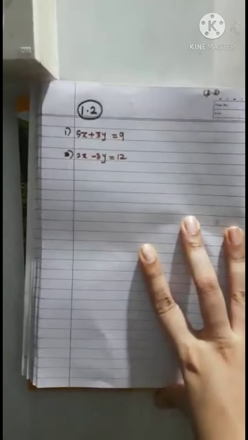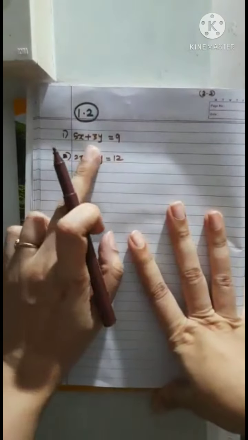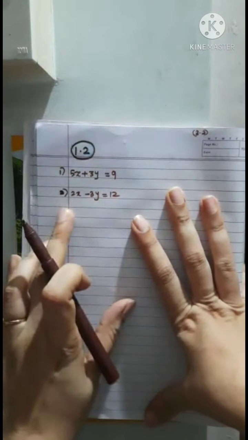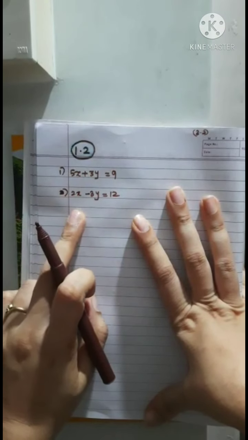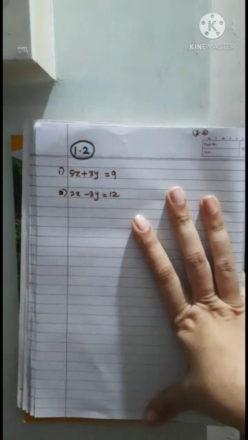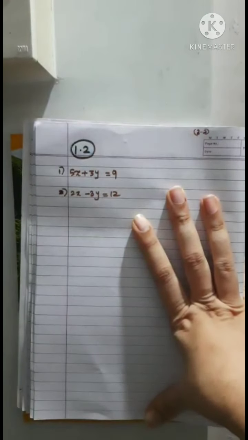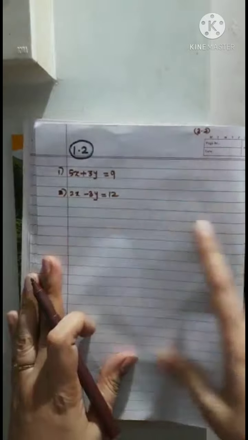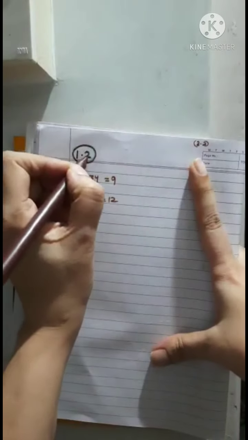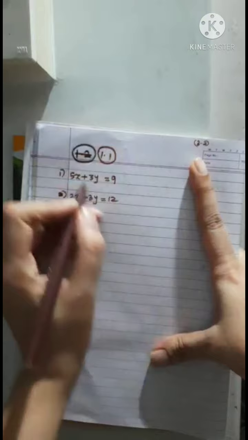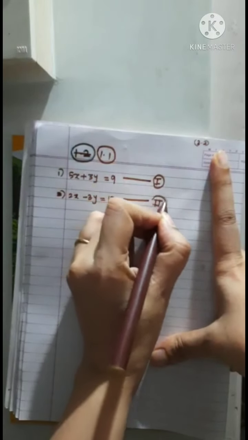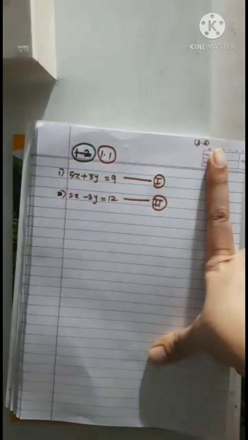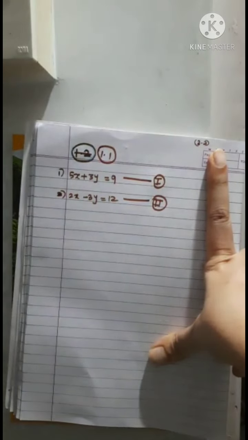See what is the first question. 5x plus 3y equals 9 and 2x minus 3y equals 12. Whenever they give this, in this case, this is 1.1. Write down simultaneous equation number 1 and number 2. Okay, this is number 1 and number 2. Always write in Roman numbers.